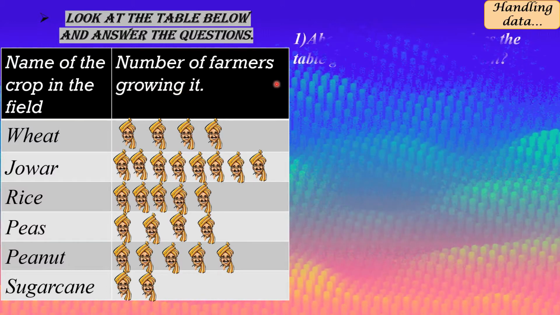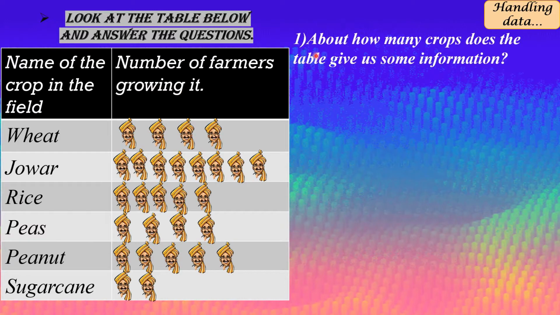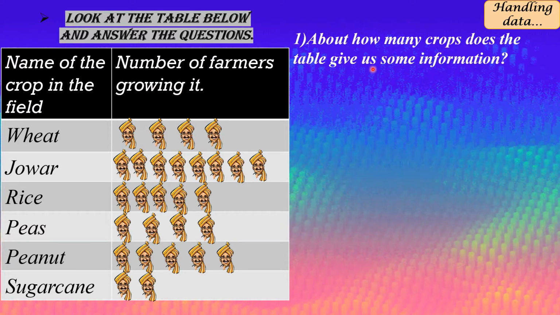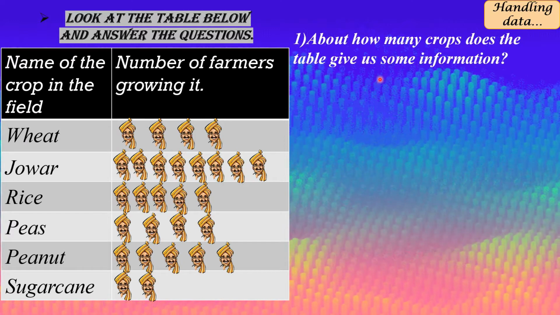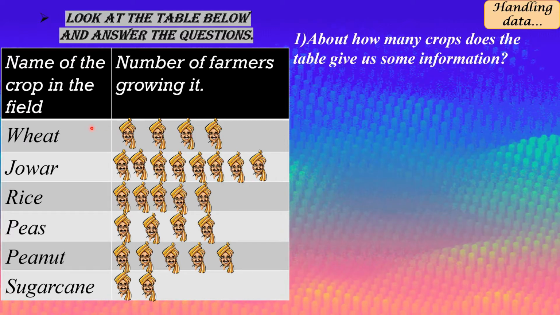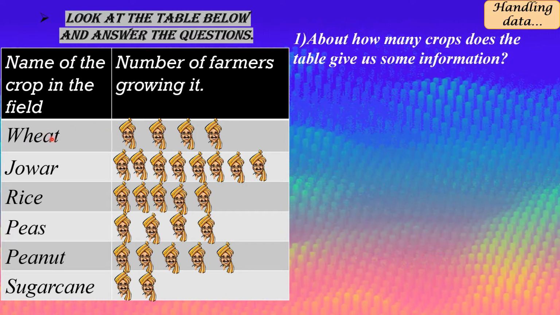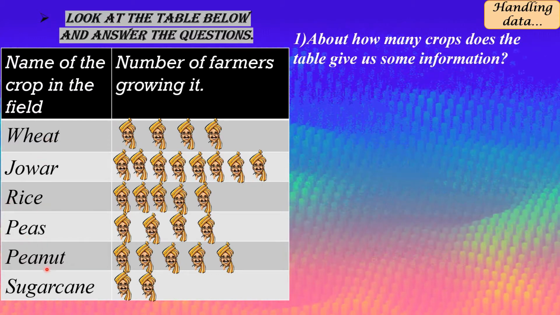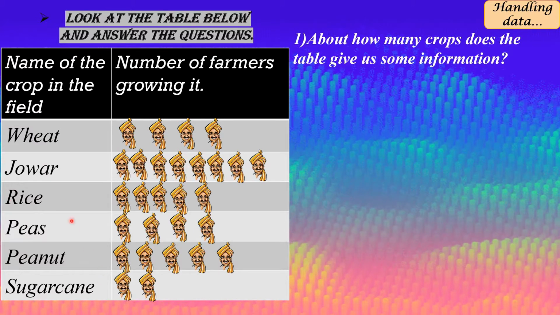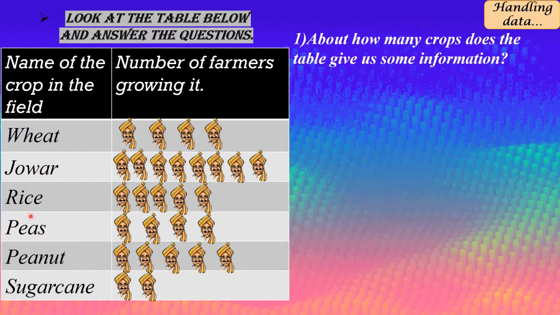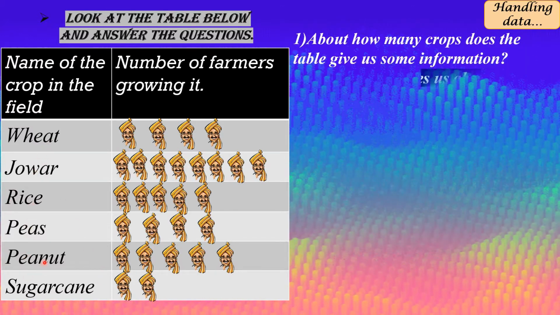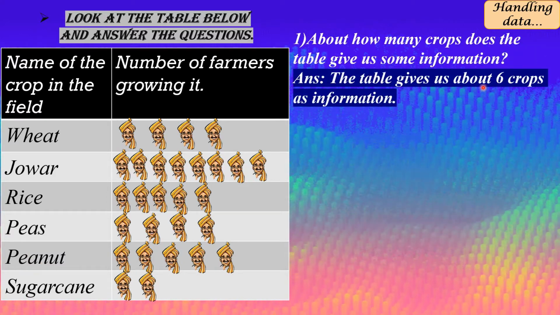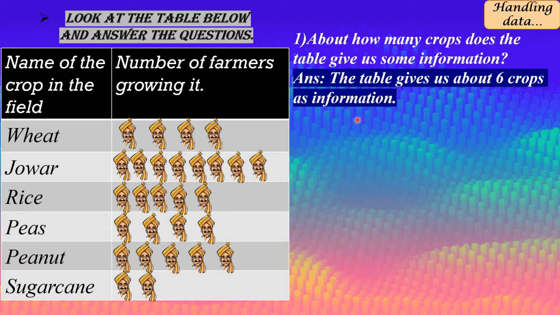Now look at the question here. About how many crops does the table give us information? So how many crops? The first one is wheat, jawar, rice, peas, peanut and sugarcane. So 1, 2, 3, 4, 5, 6. The table gives us information about 6 crops.